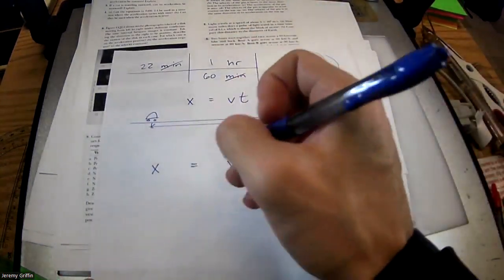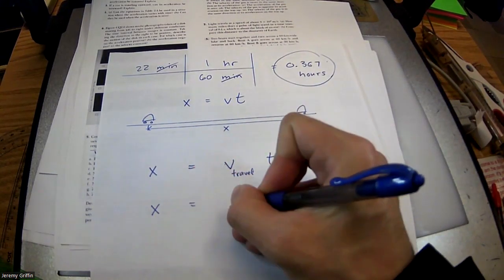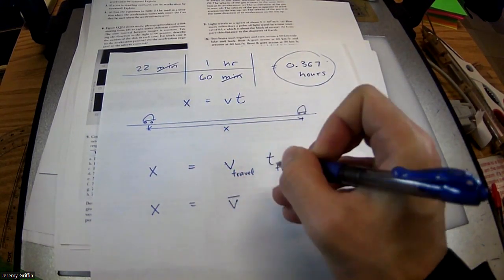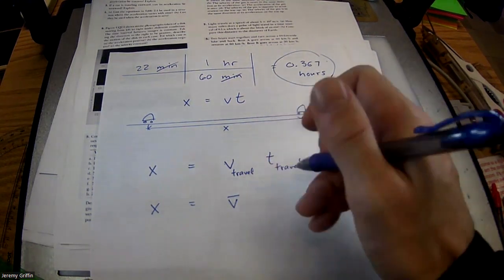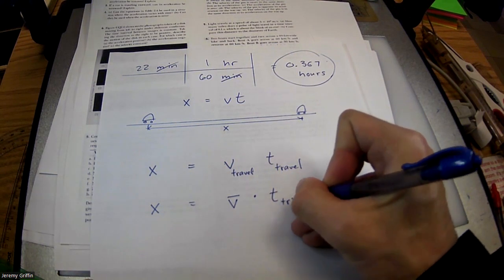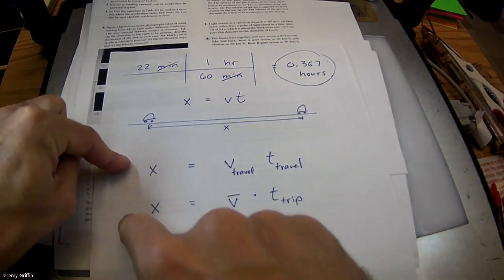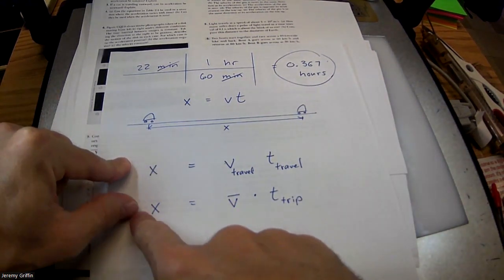Or you could also say that if you do average speed, like v bar, average speed, times the total trip time, right? That would also be the exact same distance. Guys, is this x the same x? Yeah, they're the same x, right?